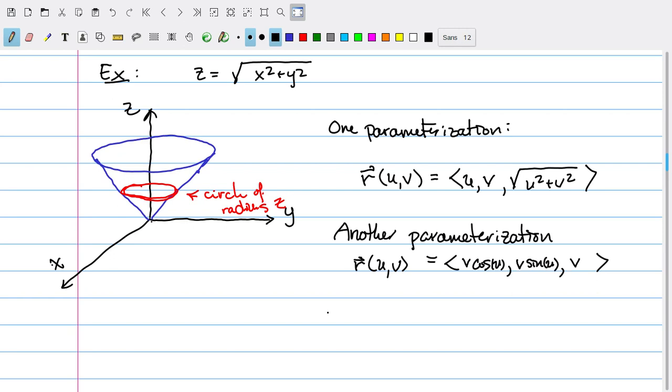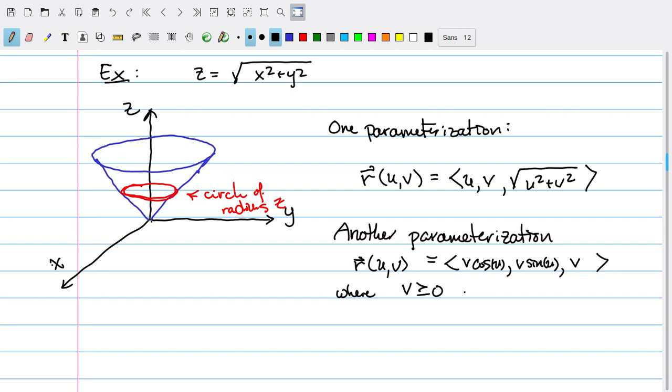Now, on this particular parameterization, I need to be careful because I don't want to allow negative values of z because I'm only doing the upper half of the cone there. So I'm going to also specify v is greater than or equal to 0, and that makes sure that my z value there, that third component, will always be positive.